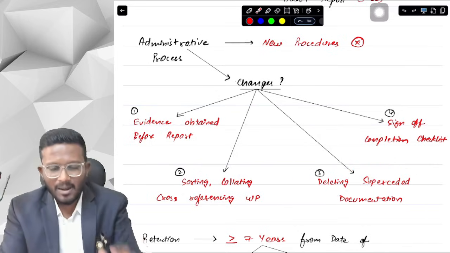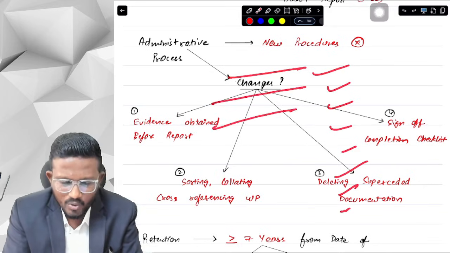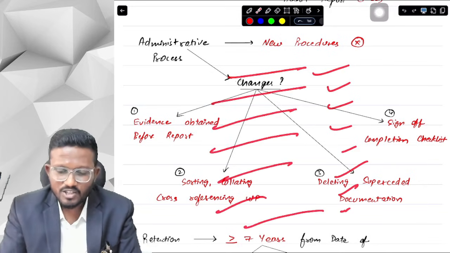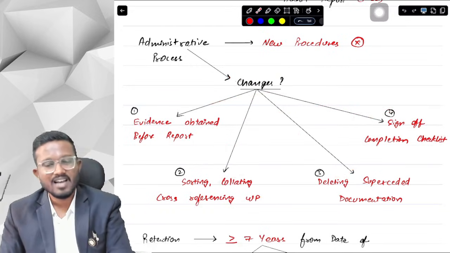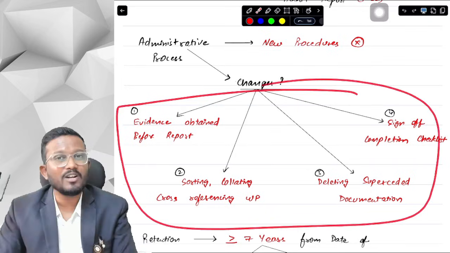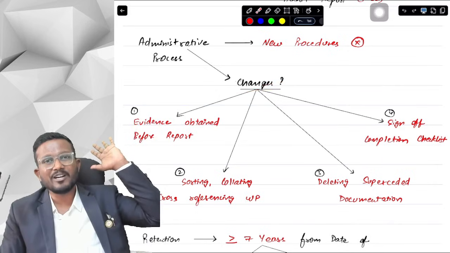And lastly, there is a completion checklist. The completion checklist is basically all the tasks that we need to do while completing the audit documentation. So we can sign off on the completion checklist during the final assembly process. These 4 changes can be done while doing the final assembly process. Apart from these 4 changes, we cannot make any change in our audit documentation.